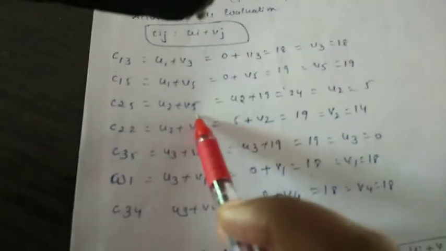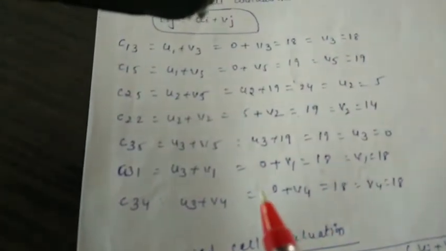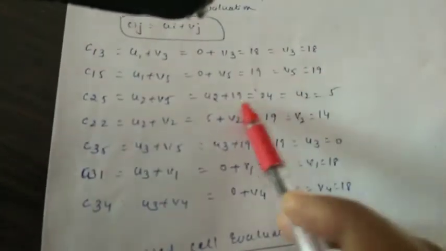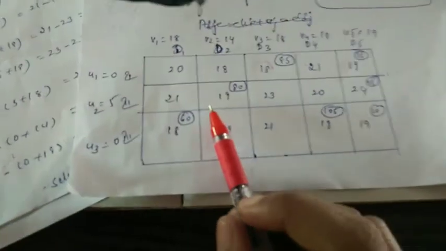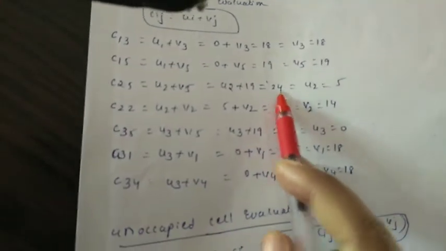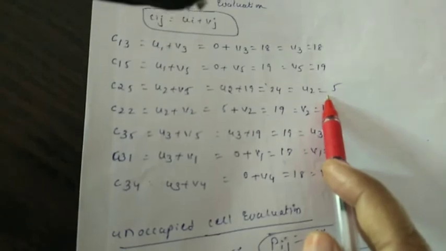Next, C25 is nothing but u2 plus v5. u2 we don't know, but we can calculate the value of u2. u2 plus v5 is equal to C25. C25 is in the second row, fifth column, 1, 2, 3, 4, 5. So this is 24. So finally we got u2 is equal to 5.